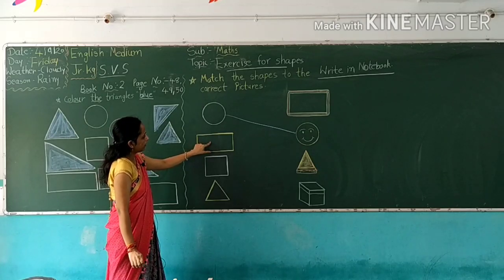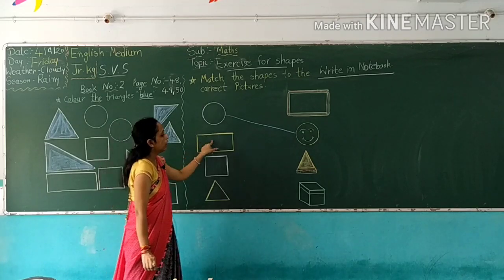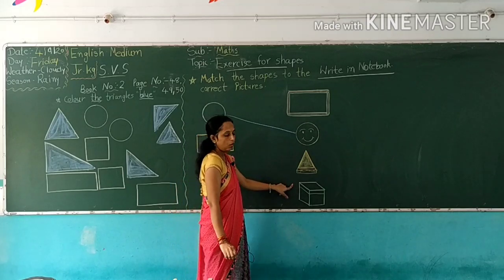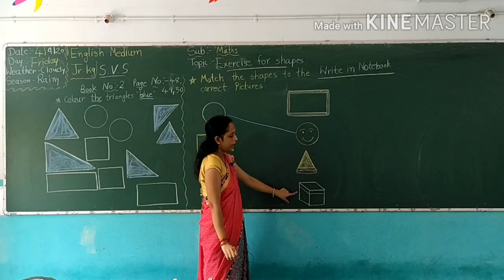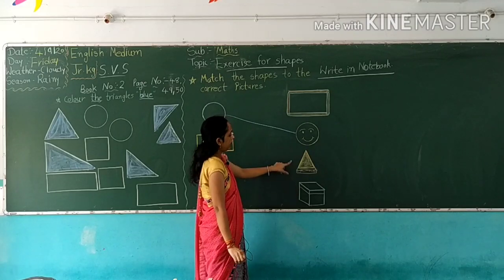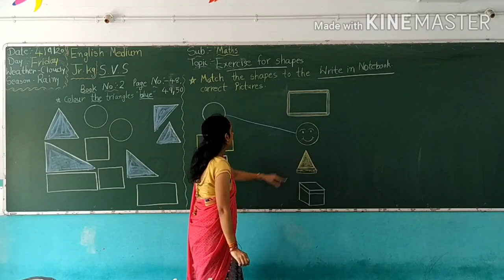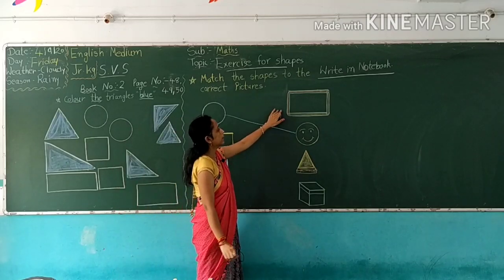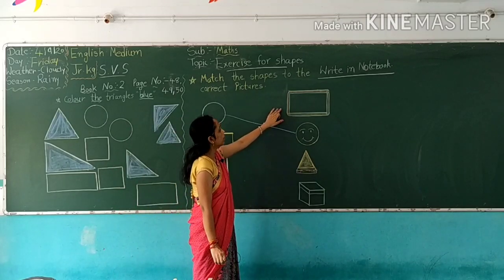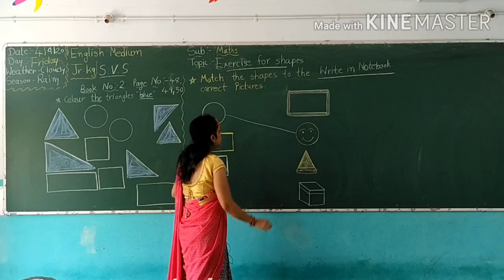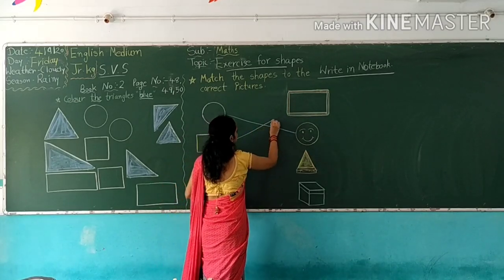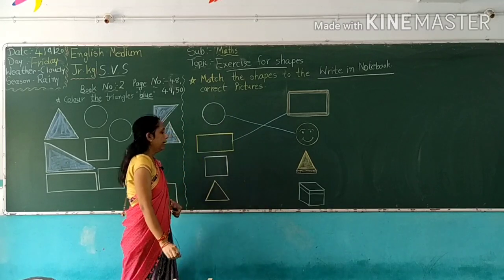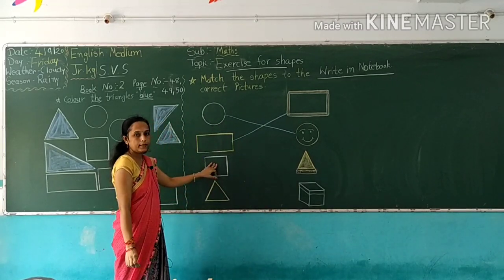Tell me. This is a rectangle. So is this a rectangle? No, this is a box, and a box is a square shape. This box is a square shape, and this is a triangle shape. So where is the rectangle shape? Yes, this is a board. The board is a rectangle shape. So match the board.